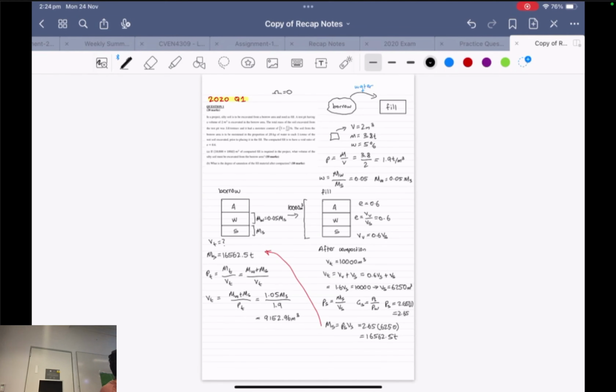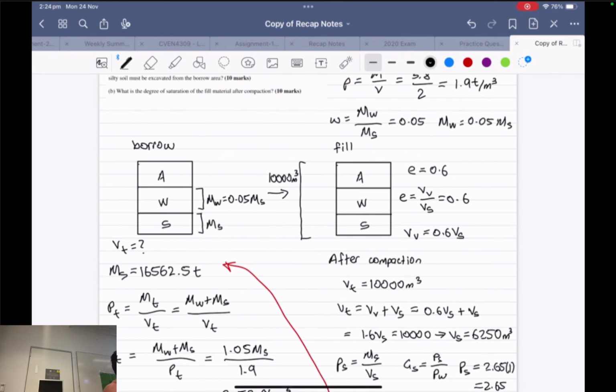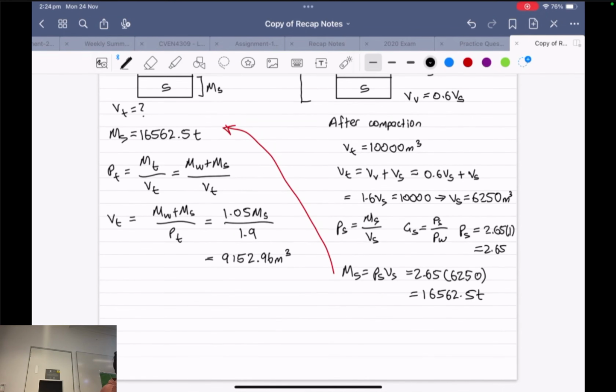Okay, so we'll move on to part B. Part B is now asking what is the degree of saturation of the fill material after compaction. So now they're asking for the degree of saturation. I'll do it on the next page.